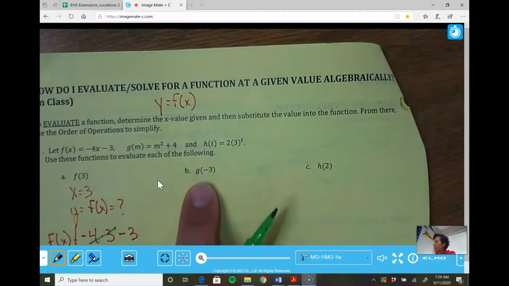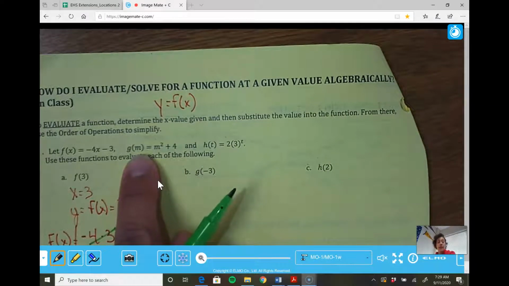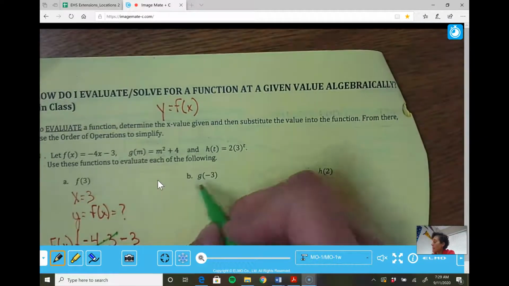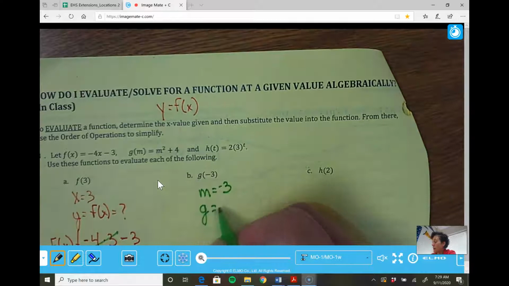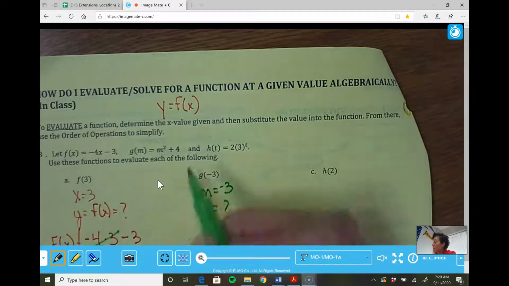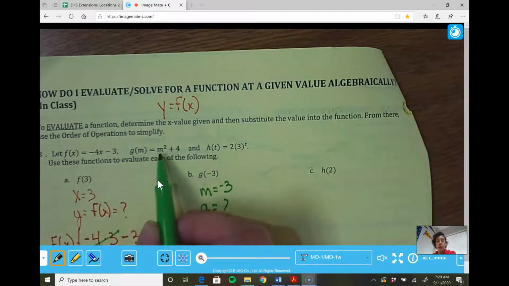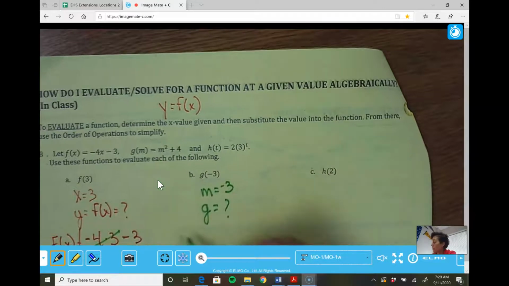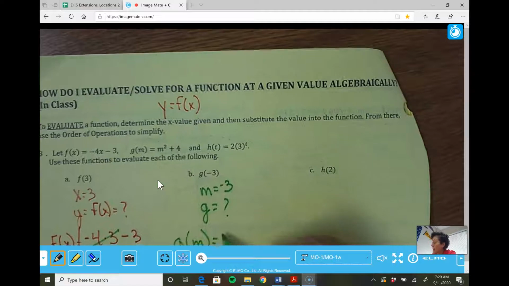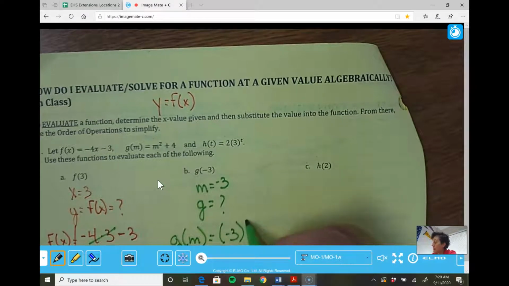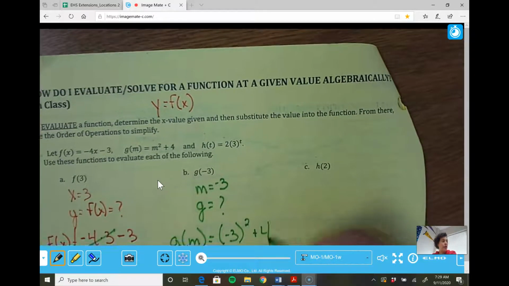All right, in this one, we're using this function. So they're not using x and y. X is now m. And I'm saying, if m is negative 3, I want to know what g is worth. And g is taking the place of y. So I'm going to go to my function, and I'm going to replace that m with negative 3. So what is g of m if I take negative 3, square it, and then add 4?